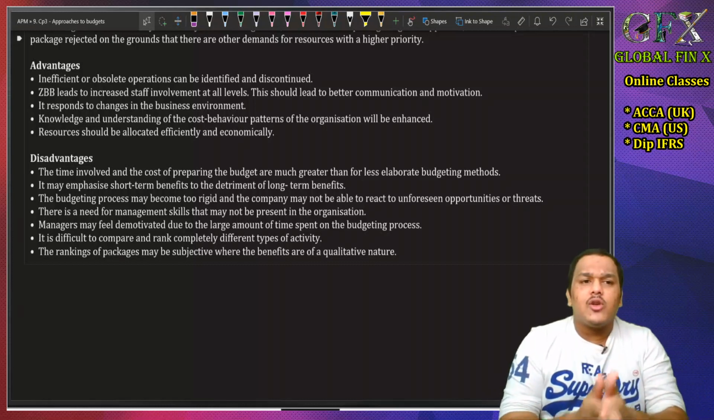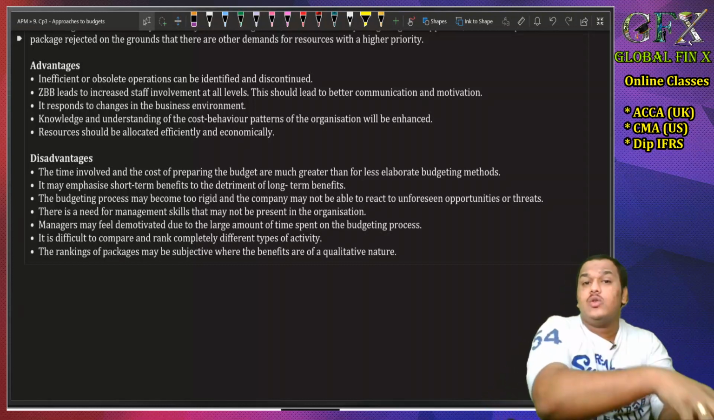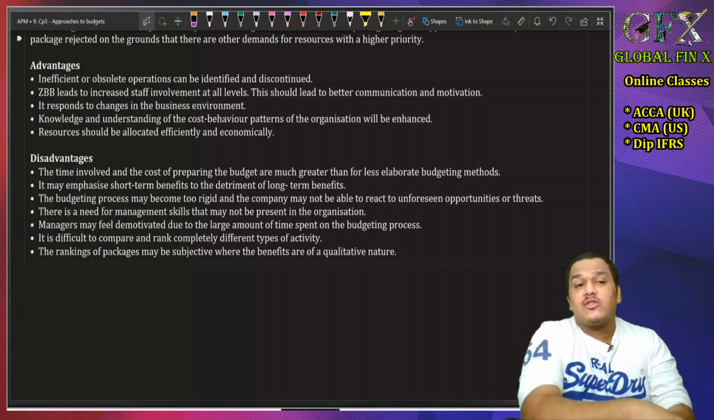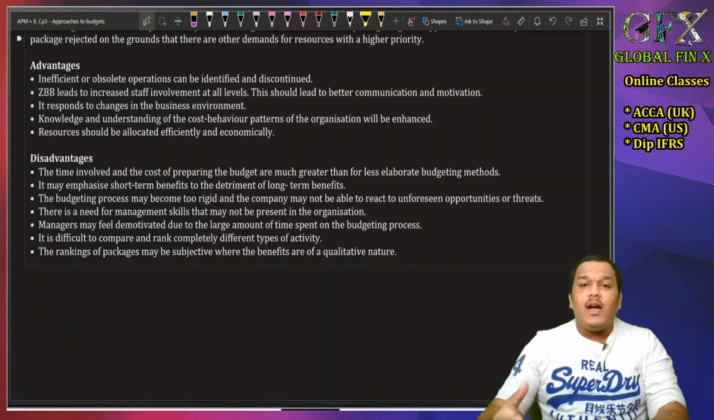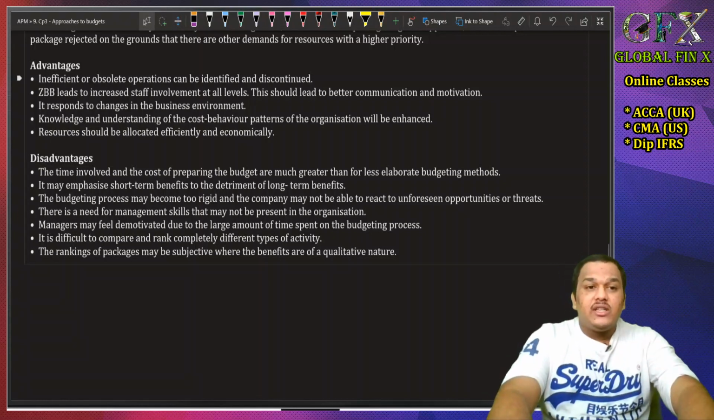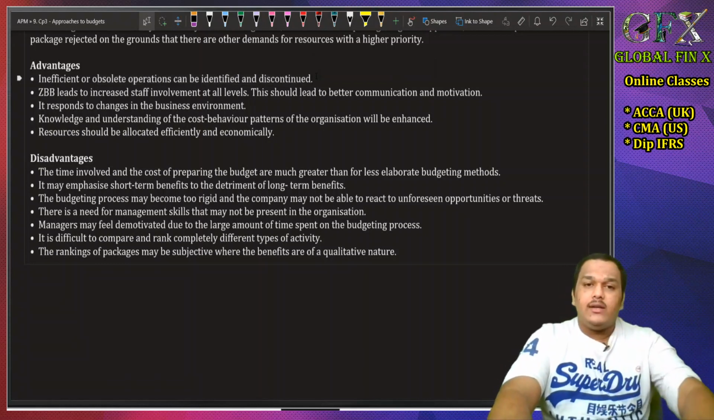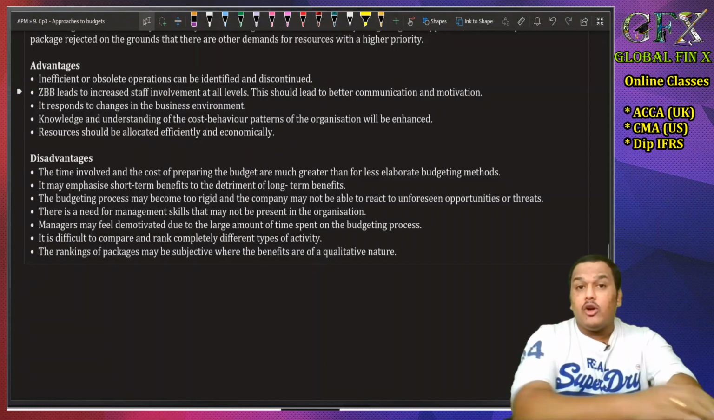What are the advantages of having zero-based budgeting? Every time you are starting from scratch, so there is no carry forward of mistakes or non-value adding items from the previous budget. All the inefficient and obsolete operations are identified and they are removed or bettered, and their efficiency is increased.